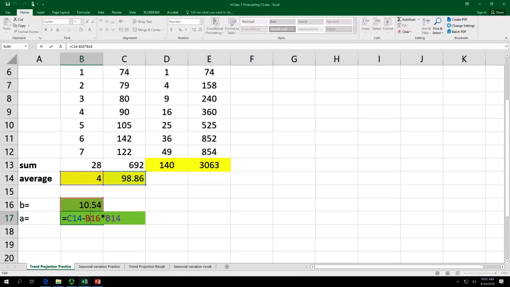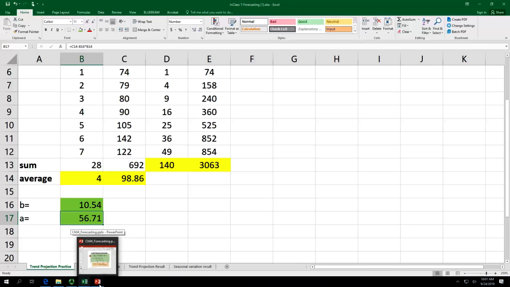Which one, average? This average equals 28 divided by 7. Okay. And the next one, 98.86 divided by 7. Because N is the number of observations, and the number of observations in this example is 7. Are we okay? Can I switch back to the PowerPoint slides?